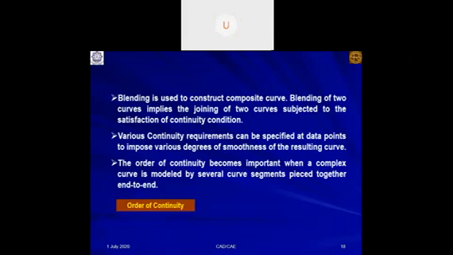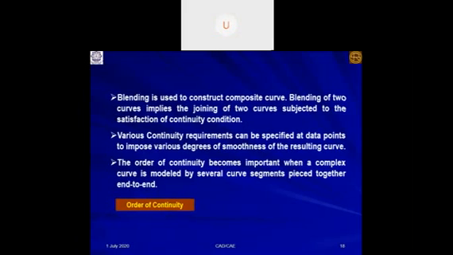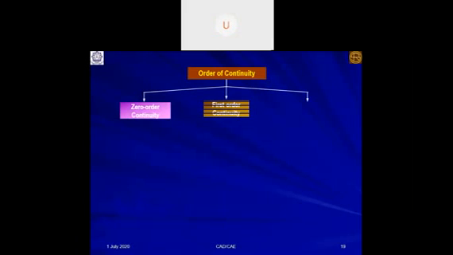now becomes very important when a complex curve is modeled by several curve segments. Suppose you would like to create a complex curve by joining two or more curves. When you join two or more curves, at the joining point there should be continuity. Now, what are the different types of continuity? This terminology is called order of continuity. Order of continuity is classified into three groups, mainly used in CAD software: zero order continuity, first order continuity, and second order continuity.